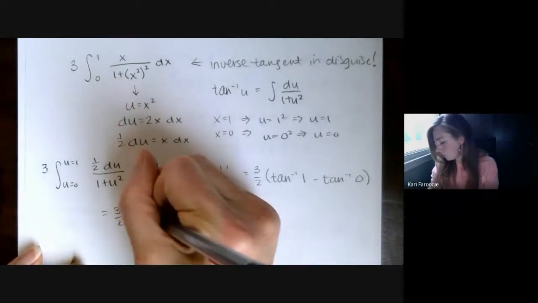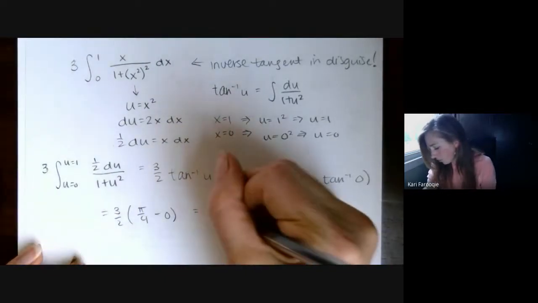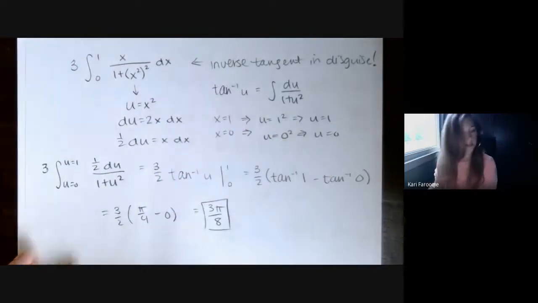So the inverse tangent of 1 is pi over 4. The inverse tangent of 0 is 0. And you would get 3 pi over 8.